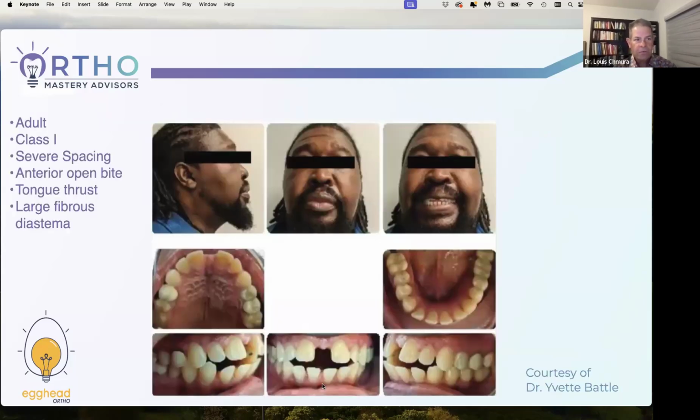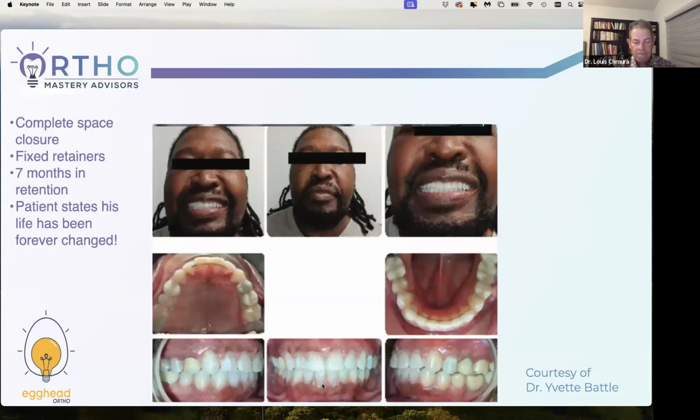So here's the situation. He's got severe spacing. He's got a massive diastema. Everything is tipped forward. He's got a massive tongue thrust. If you look on the upper right, he's got a cant of his occlusal plane. It's hard to know if that's because his lips are being displaced because of the teeth or what's going on. But he's got a tongue thrust and, man, really, really tough case. And she did a phenomenal job. Yvette Battle treated this case.